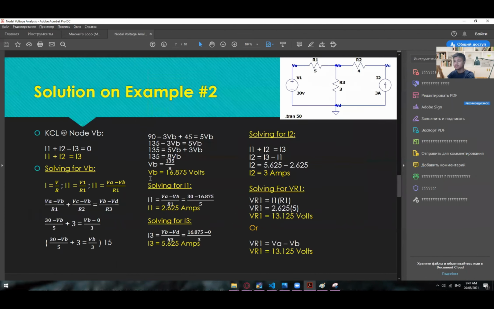In here, again, just the same method: apply KCL first, wherein we have I1 going into VB, I2 going into VB, and then I3 leaving, which will give you this result right here. If you transpose this to the other side, it will give us I1 plus I2 is equal to I3. Are we clear so far up to this point?